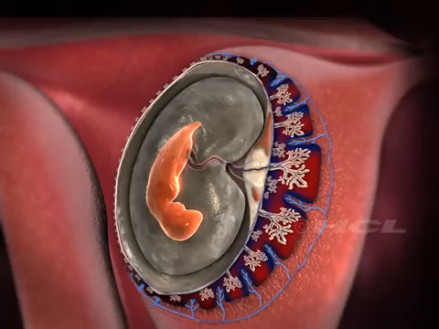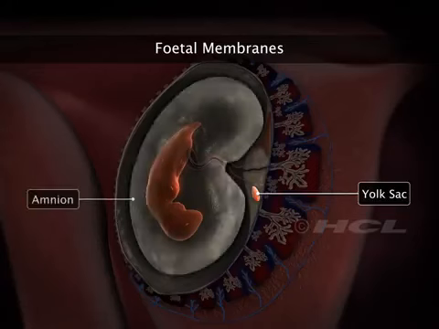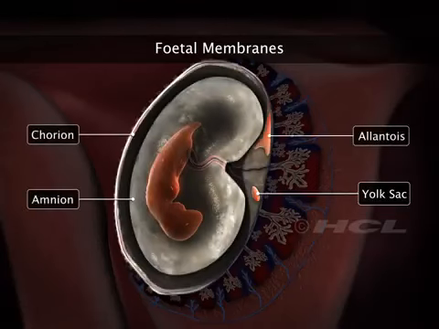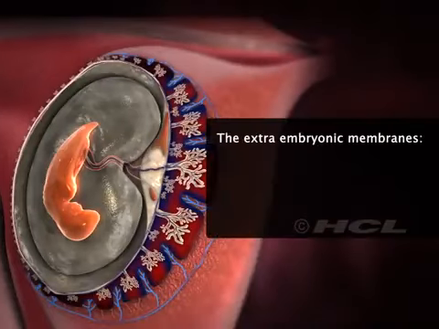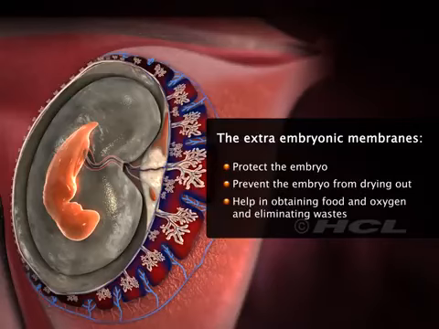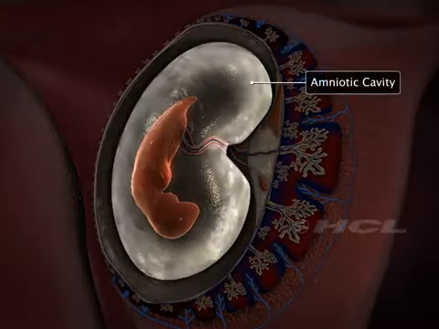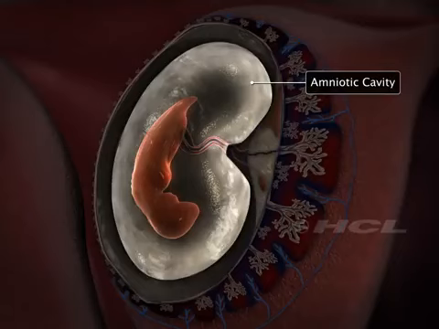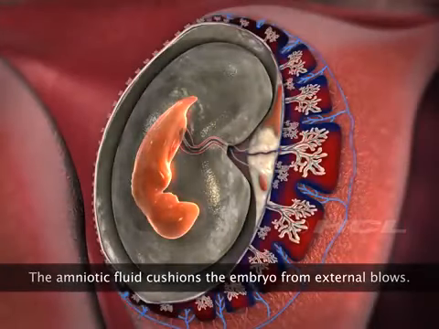The developing embryo is protected by fetal membranes. These are the yolk sac, amnion, chorion, and allantois. They are not a part of the embryo and are called extraembryonic membranes. The extraembryonic membranes protect the embryo, prevent it from drying out, and help in obtaining food and oxygen and eliminating wastes. The closed sac between the embryo and the amnion, called the amniotic cavity, contains the amniotic fluid. The amniotic fluid acts as a cushion for the developing embryo and protects it from external blows.